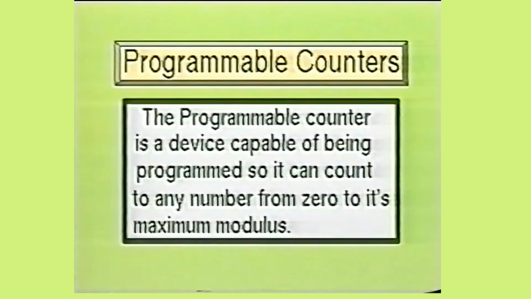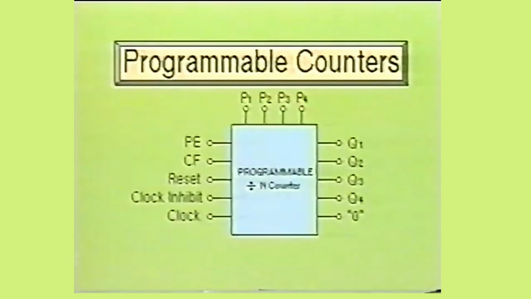By presetting the stages of a counter, you can design a circuit that in some cases will count either up or down because each separate stage can be made to reset when the preset count has been reached. Here we see a typical programmable divide by n counter.